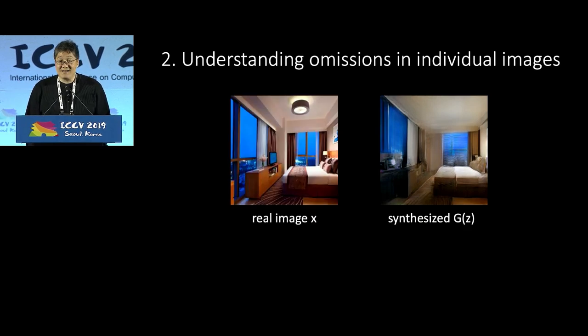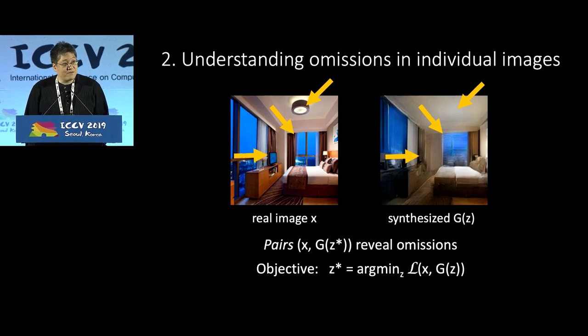It's hard to see what's missing until we upgrade to a real hotel room. And we can see, oh, actually, we should have a TV set, maybe a lamp. Our windows should probably have curtains and things like that. And so the point I'm making is that looking at just GAN-generated images, it's hard to see what's missing until we pair them up with real training images. And so the pairs reveal omissions. To make these pairs, pretty simple.